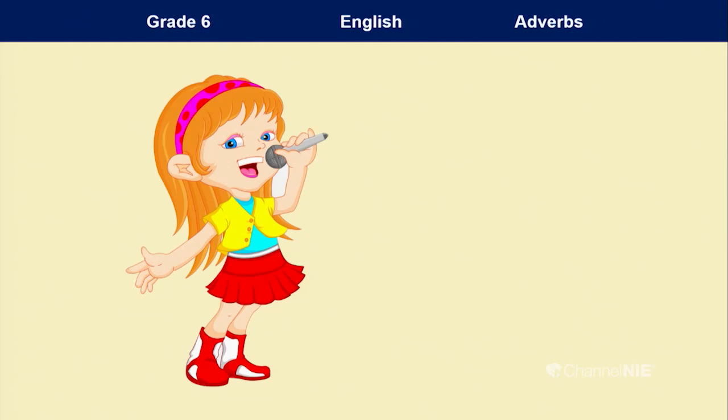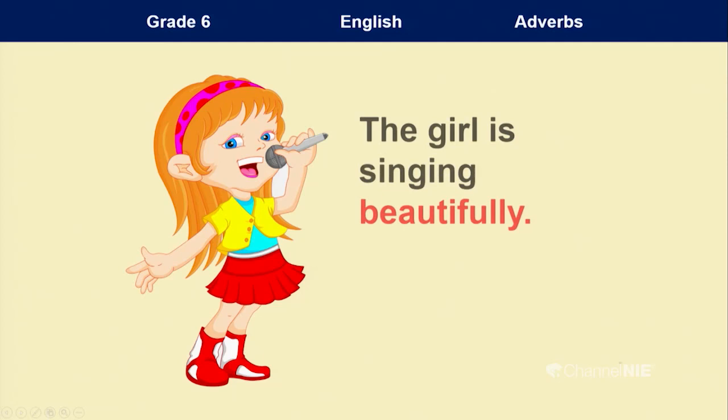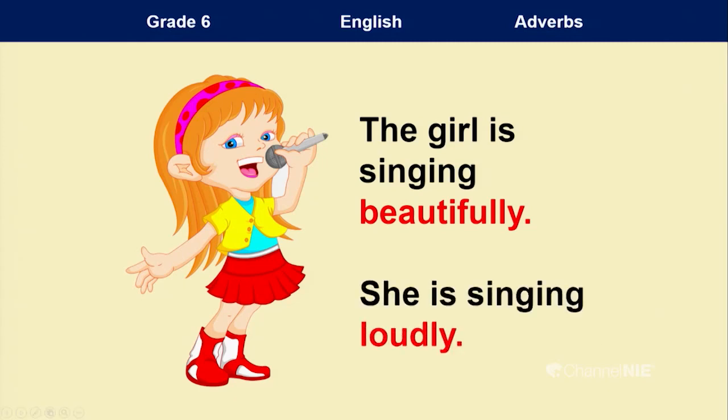You can see, what do you see there? Yeah, there's a girl. I think she's singing. What is your sentence now with an adverb? What did you make? Tell us. The girl is singing beautifully. And also we can say that she is singing loudly. Loudly. Yes, right. Those are the two adverbs you can use.